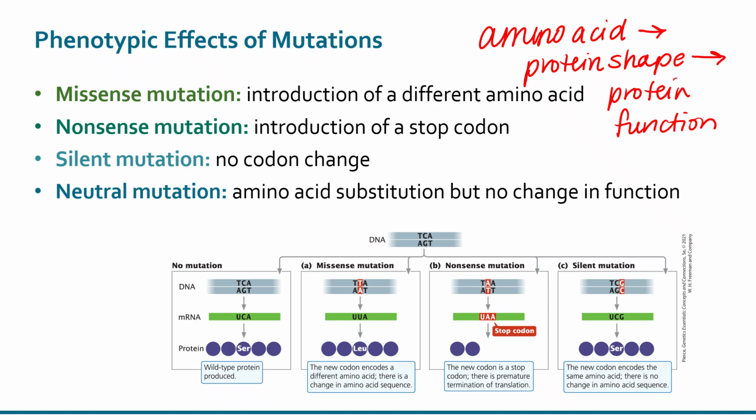A missense mutation is where we insert a different amino acid. So we have a mutation that causes a messenger RNA that codes for a different amino acid at one place. A nonsense mutation is the introduction of a stop codon. So we truncate our protein. A silent mutation is one that causes no codon change. So this is due to degeneracy.